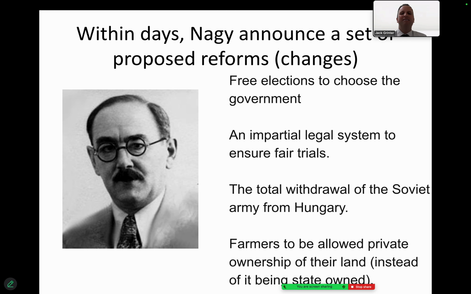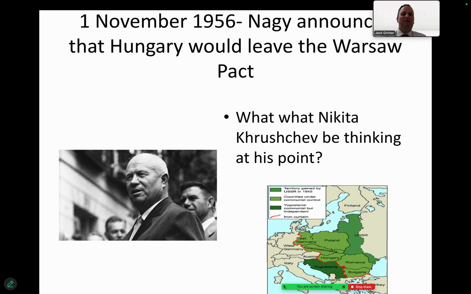Okay, and at this point, Khrushchev may have allowed it. In Czechoslovakia, we see in '68 somebody else called Dubček introduced liberal reforms, and they're invaded. But I think what happens with Nagy is Khrushchev was more liberal than Brezhnev. Khrushchev was probably going to be more willing to allow a satellite state leader to get away with more. However, Nagy goes too far, and he announces that they will leave the Warsaw Pact.